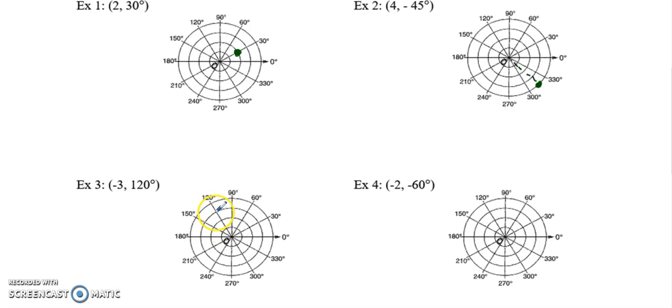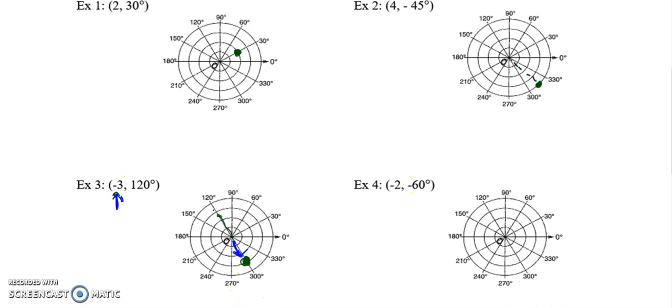But instead of being 3 out, it's negative 3. It's the opposite direction. So looking at negative 120, but we're going 3 in the reverse direction, in the opposite direction. So not this way, but behind it. So back here, because of the negative r.